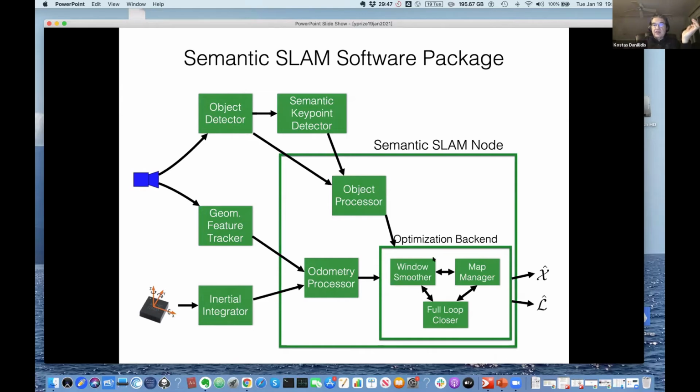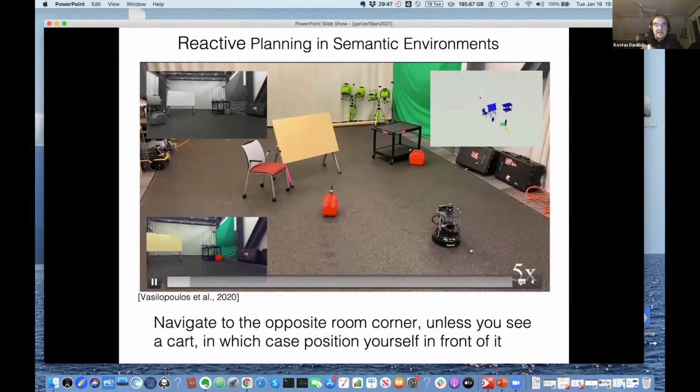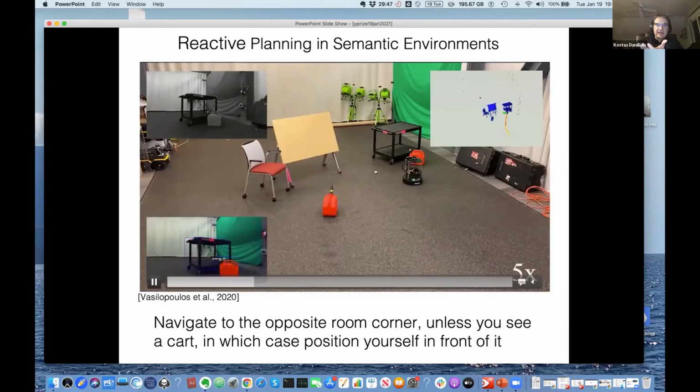And together they go into an optimization engine, which really smooths the trajectory and finds the most optimal trajectory of the camera, which can be mounted on a robot or can be handheld. You can hold it in your hand. It also recognizes these loops when you have been at the same place. So X here is your trajectory, and L is all the semantics of the scene.